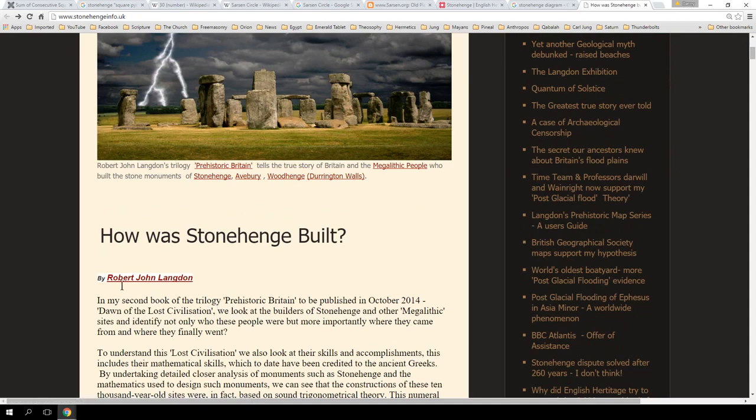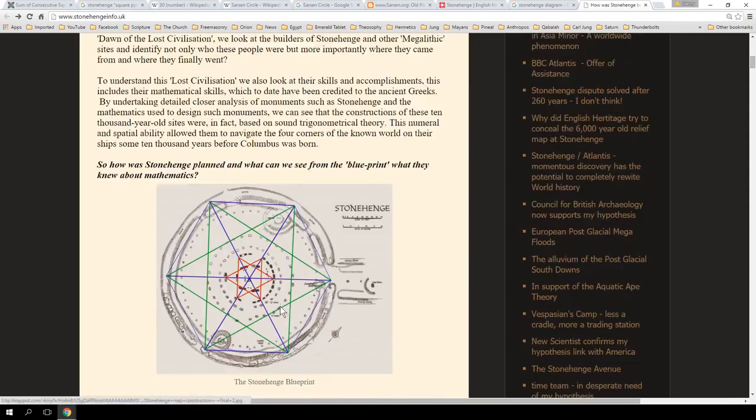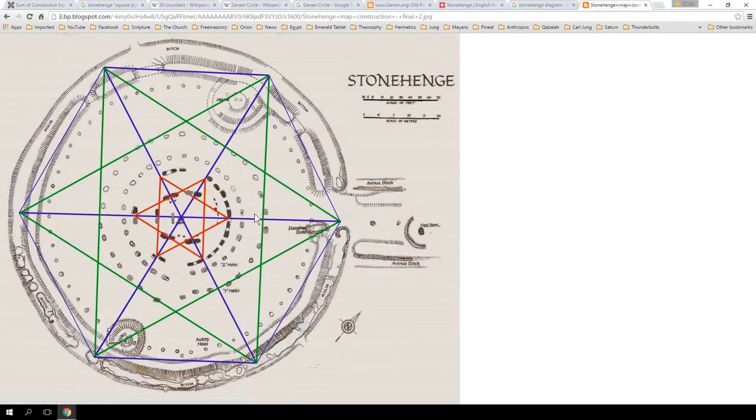This guy, Robert John Langdon, this is in his second book of the trilogy, Prehistoric Britain, to be published in October 2014. Okay, so he goes into how this place was built, and then he has some diagrams, and they may look a little bit familiar to you, and the placement of them as well, which means I am right on the money about what's going on. So take a look right here. Does that look familiar? Looks very similar to what I was showing you.